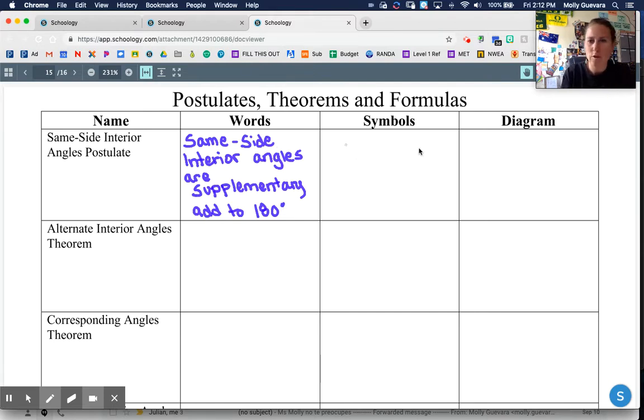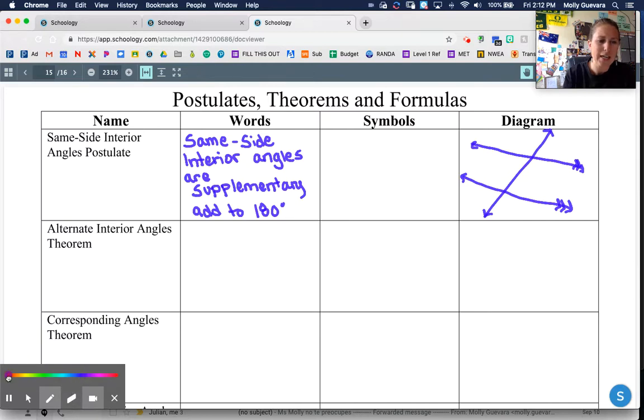So if I draw my diagram over here. So if I have 2 parallel lines, there's one, there's the other. Beautiful. And I know these are parallel. We can draw our arrows. The pen's getting jumpy. It won't let me draw arrows. There we go. Okay, same side interior.